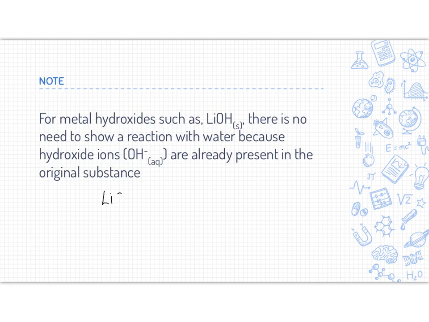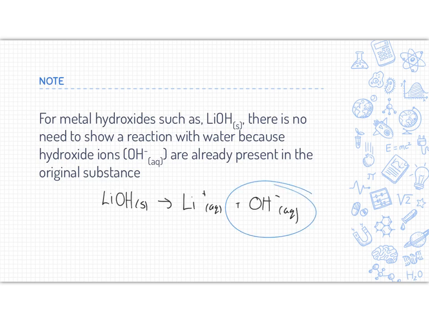So for instance, lithium hydroxide, it's ionic. Our first step is to dissociate. As soon as I dissociate, I made an OH minus. It's basic. We're done. There's no need to react with water further if you already know if it's an acid or a base.